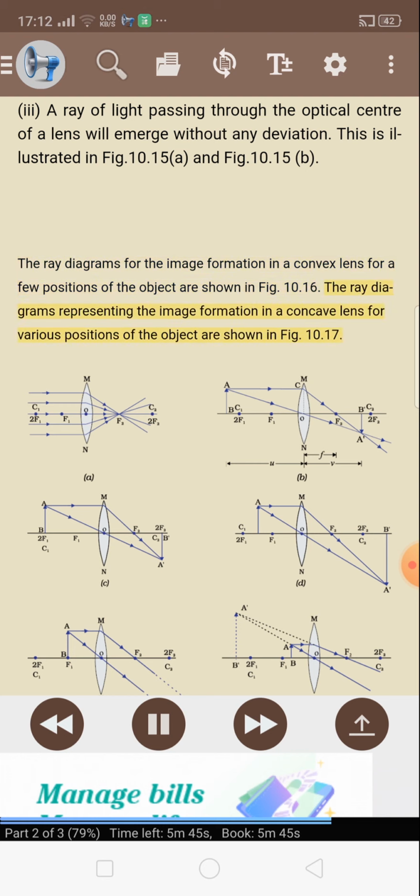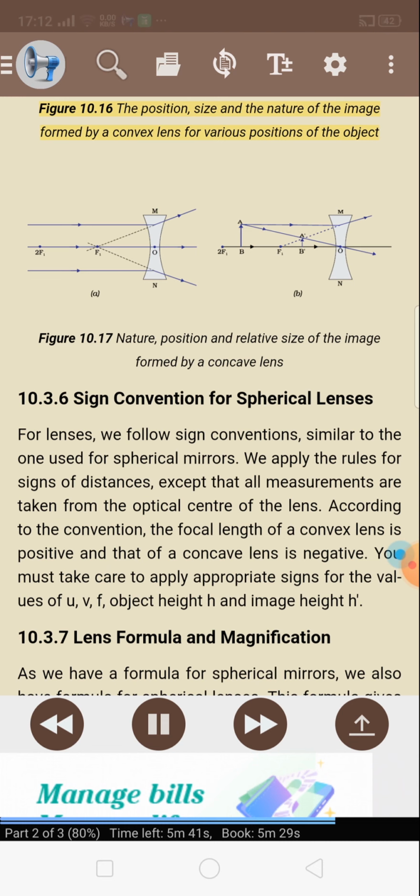The ray diagrams representing the image formation in a concave lens for various positions of the object are shown in figure 10.17. Figure 10.16: The position, size, and the nature of the image formed by a convex lens for various positions of the object. Figure 10.17: Nature, position, and relative size of the image formed by a concave lens.